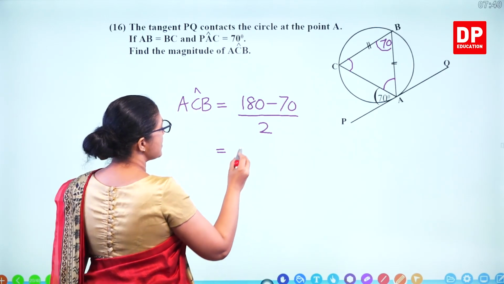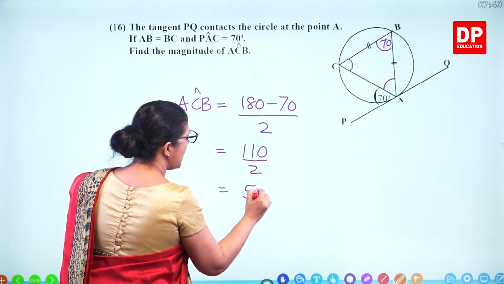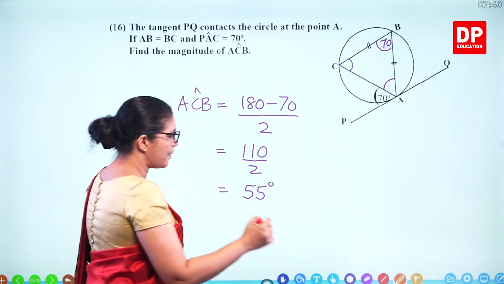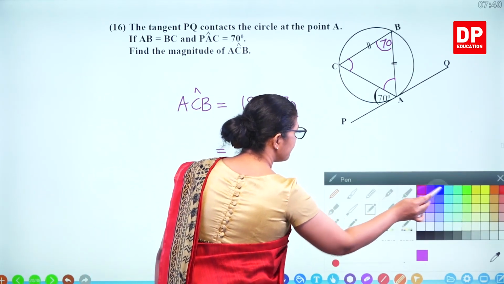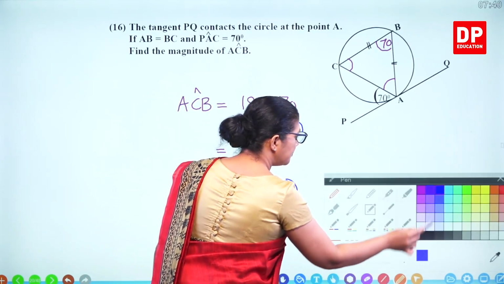So 180 minus 70 is 110. Divide by 2, 55. So angle ACB is 55. So 1 mark for the answer and 1 mark for this method.